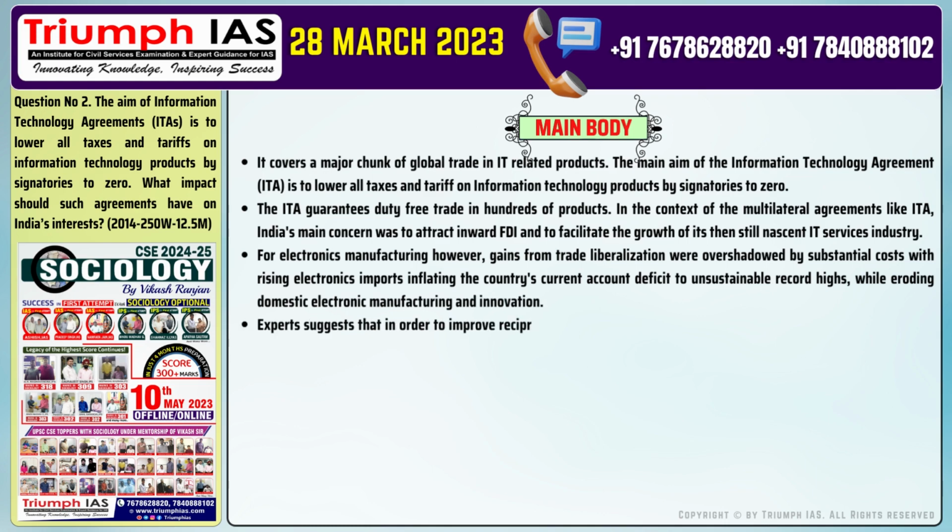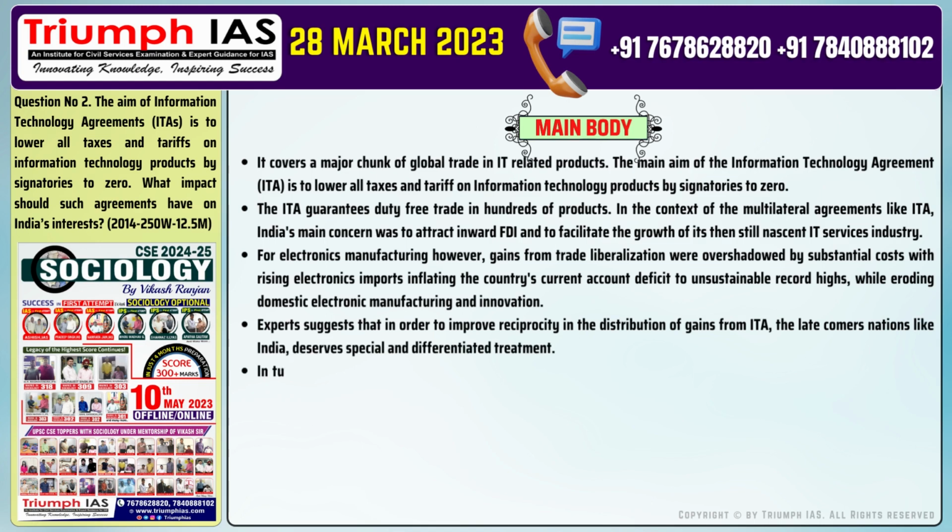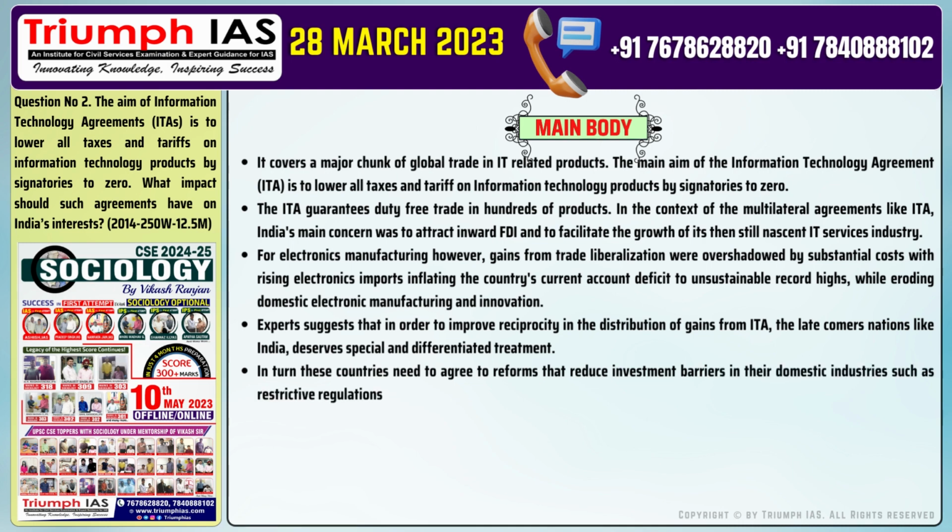Number 4. Experts suggest that in order to improve reciprocity in the distribution of gains from ITA, latecomer nations like India deserve special and differentiated treatment. Number 5. In turn, these countries need to agree to reforms that reduce investment barriers in their domestic industries, such as restrictive regulations and discrimination against foreign direct investment.